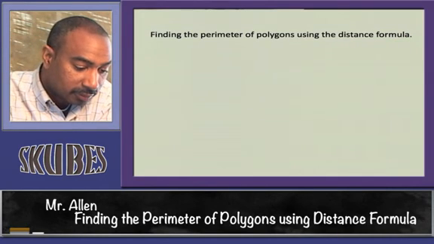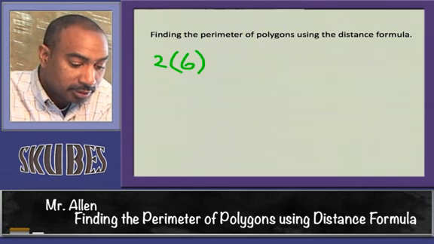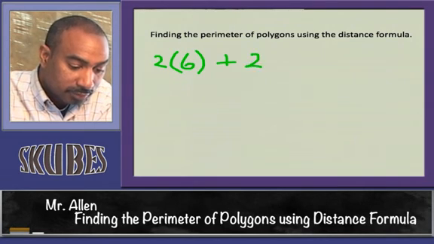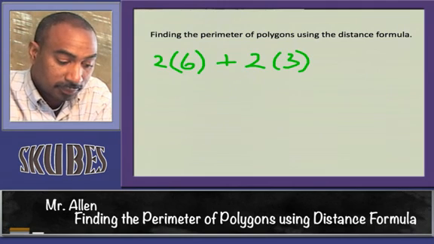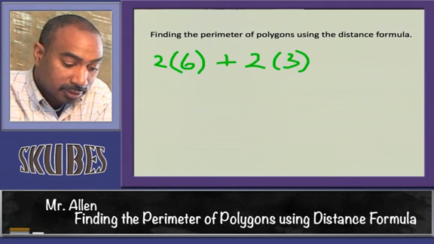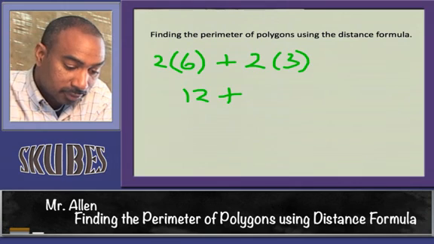All right, so look, we have 6, but we have to double that because there are two sides that have a distance of 6. We have a distance of 3, but there are two sides that have a distance of 3 because we're dealing with a rectangle. So 2 times 6 is 12. 2 times 3 is 6. So we have a perimeter of 18.